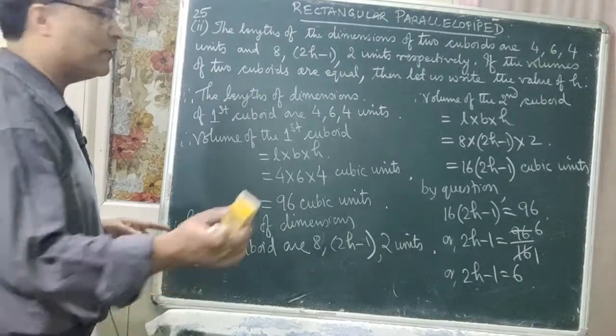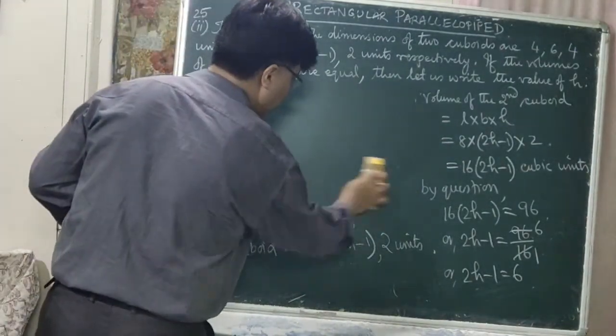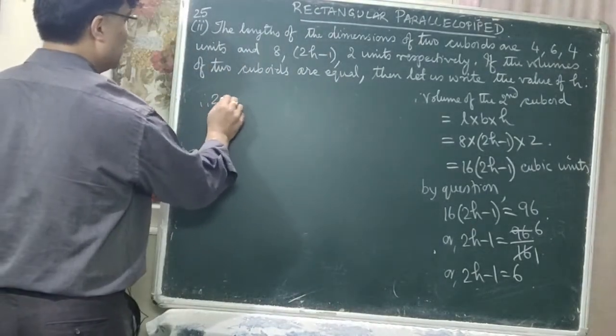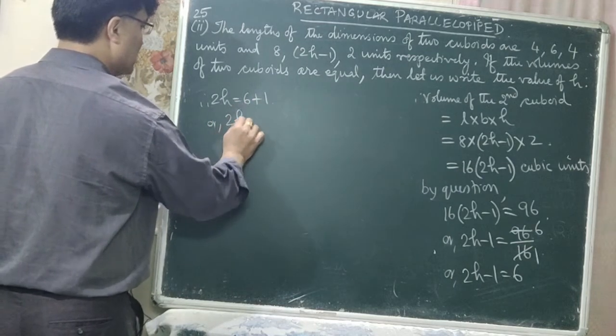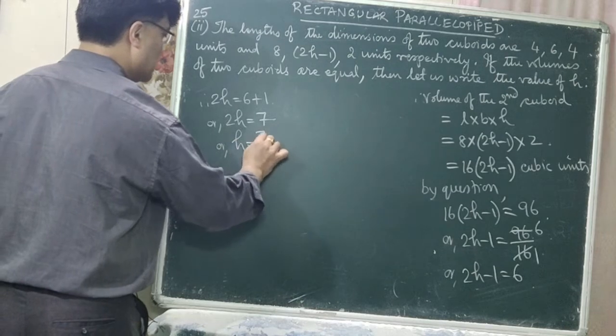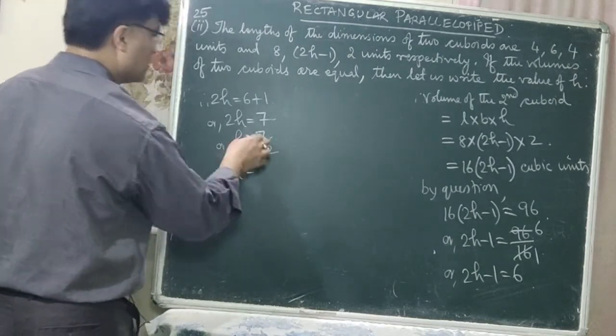Now you have to get the value for h. So how can you get the value for h here? Therefore 2h is equal to 6 plus 1, or 2h is equal to 7, or h is equal to 7 by 2. Or you can write it in terms of decimal here.